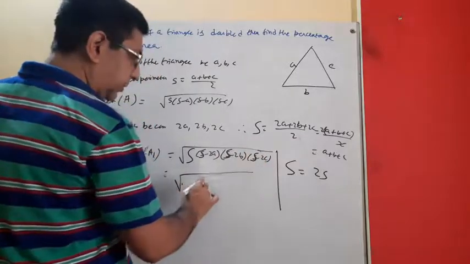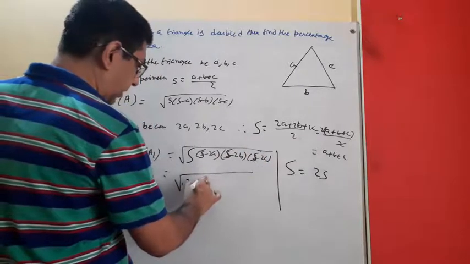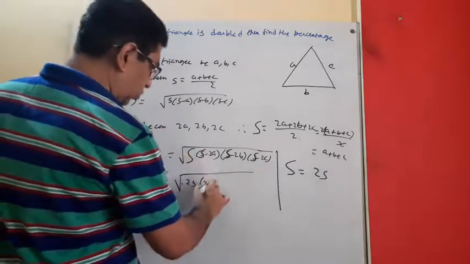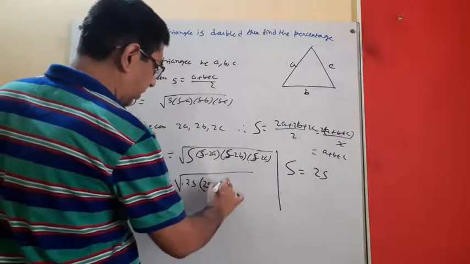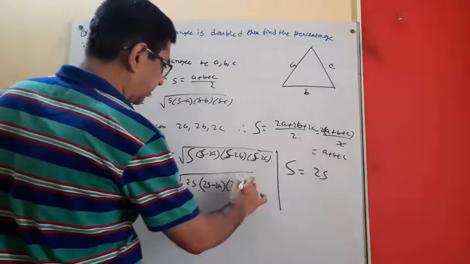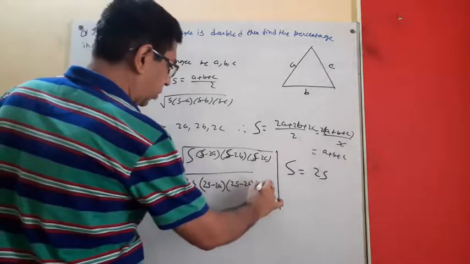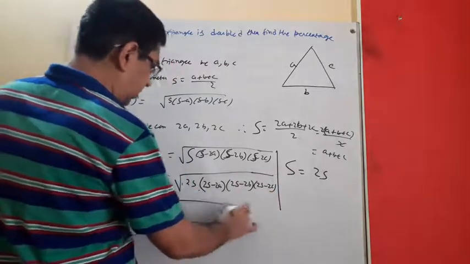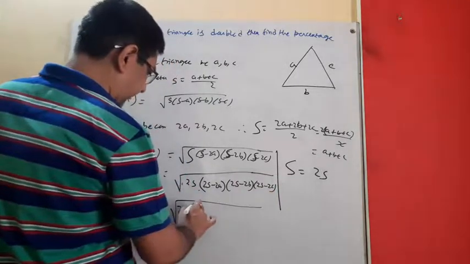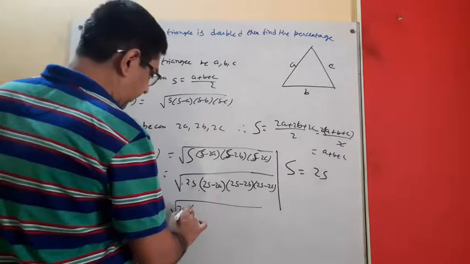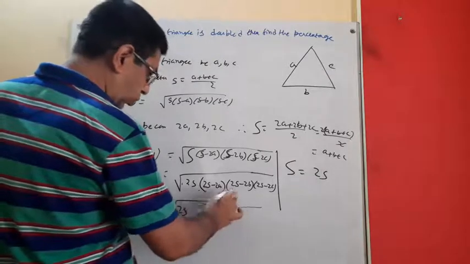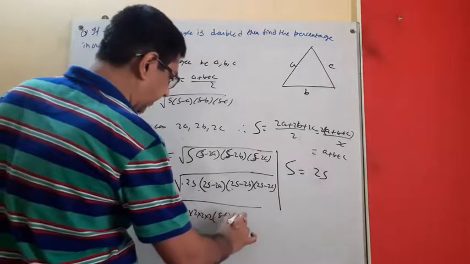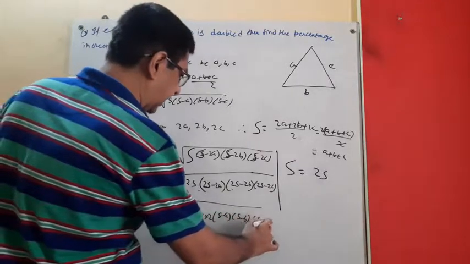So this is 2 small s. This is 2s minus 2a, 2s minus 2b, 2s minus 2c, right? That means, taking common 2, 2, 2, that is 2 into 2 into 2, we are getting s minus a, s minus b, s minus c.